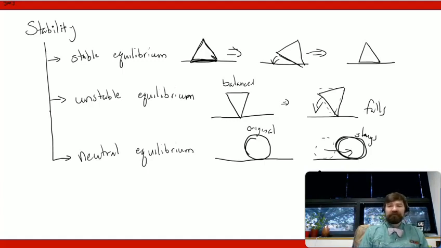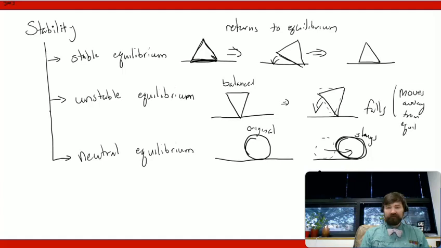So stable means it returns to its equilibrium. If it's unstable, it falls or otherwise moves away from the equilibrium and really moves to a new equilibrium. Any system that is falling away from an equilibrium usually has a second equilibrium somewhere that it's falling towards. And neutral means it doesn't really matter whether you place it here or there, or this side or that side. It just tends to stay however it's been placed. And if it gets moved, it gets moved and it stays in the new location.